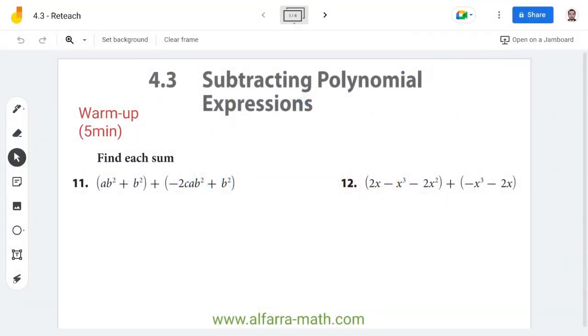Today we're going to start with 4.3. Okay, 4.3 is similar to 4.2, but here we just need to subtract, because 4.2, sorry, was talking about adding polynomials, but here we are going to subtract polynomials.